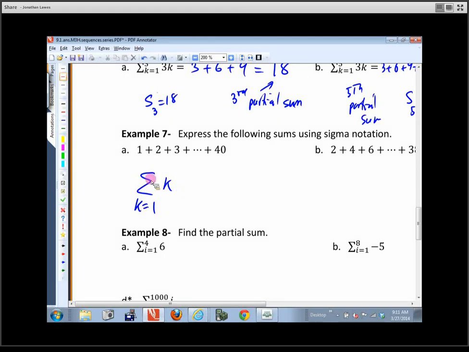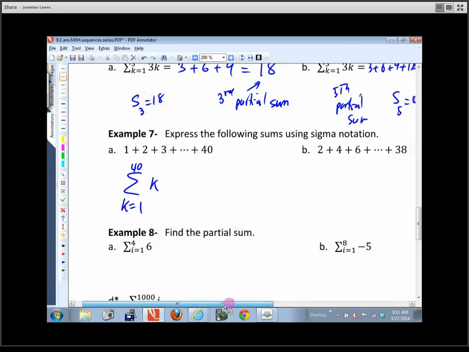How do we tell it where to stop? By the upper limit up here. And what are we going to put? We're going to put 40 there. Okay? So there is sigma notation that represents that series right there. Any questions?